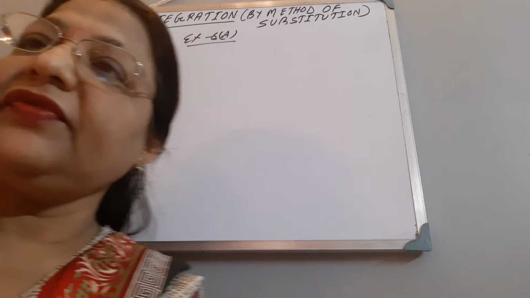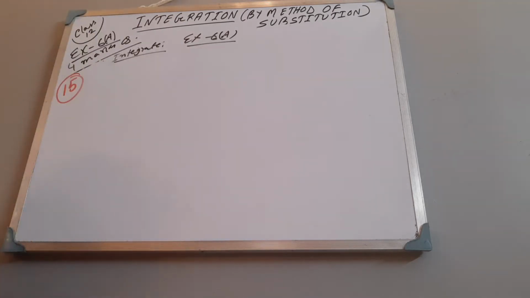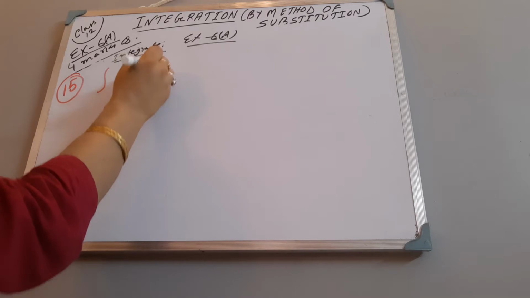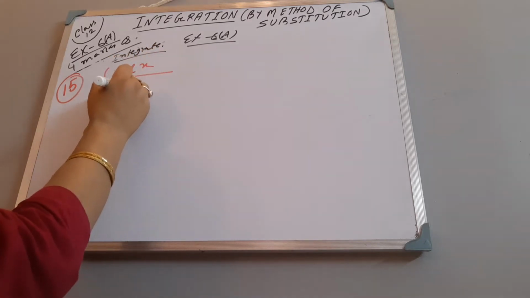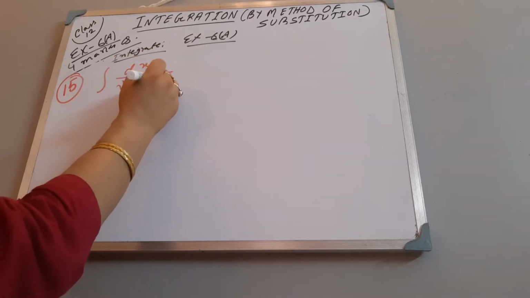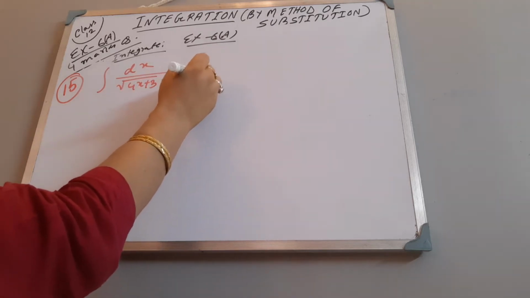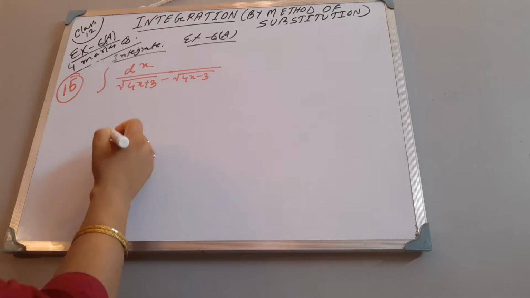Okay, class 12, we are continuing the chapter integration by the method of substitution. Next, sum number 15. This is a 4 marks question. Integral dx by square root of 4x plus 3 minus square root of 4x minus 3. It is given to us.